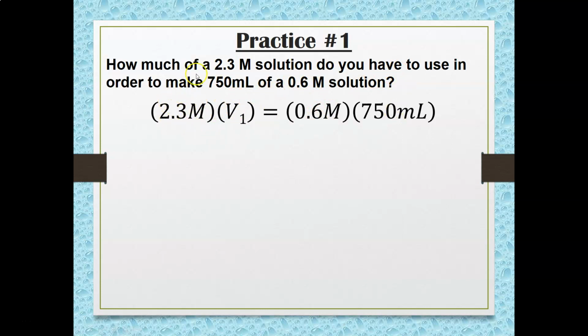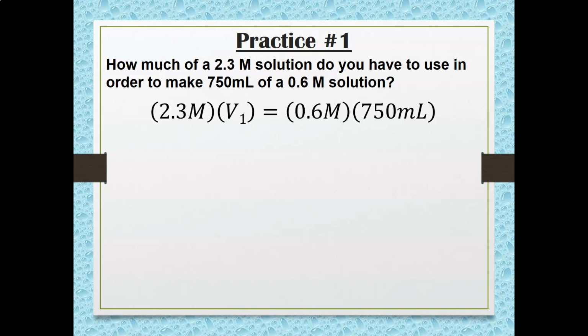Strong concentration on one side, the weaker values on the other side. Now some of you might say, wait, you forgot to convert your milliliters into liters. But I don't actually need to, right? If you look, when I solve for V1, my molarities will cancel. So my answer will come out in milliliters, which I'm fine with. If the question wants it in liters, answer in liters.